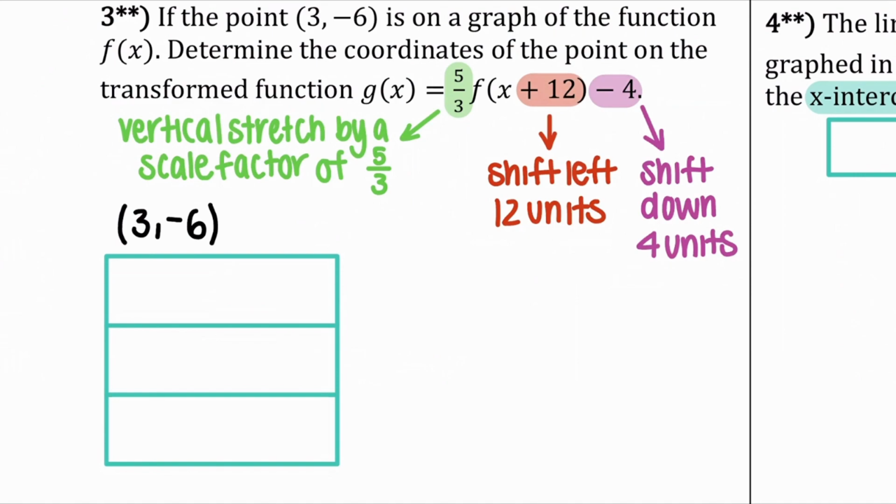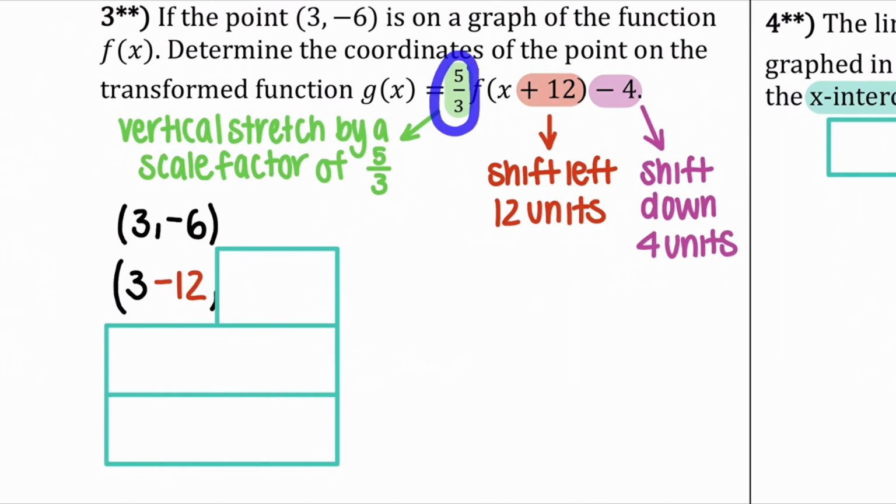So let's first deal with the values of x. We're going to take our original 3, and because we're shifting to the left, we're going to subtract 12 from our value of x. You don't necessarily have to do it all in one step, as I will be doing here, but let's just follow the idea as such. So we're already done with this operation.